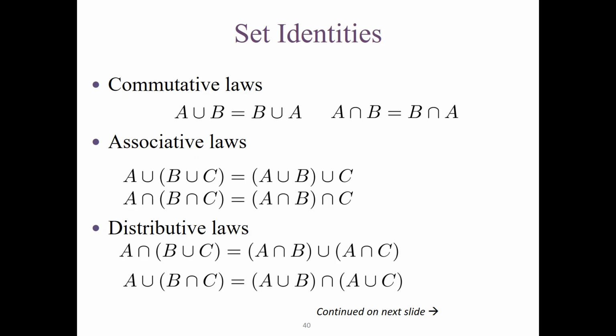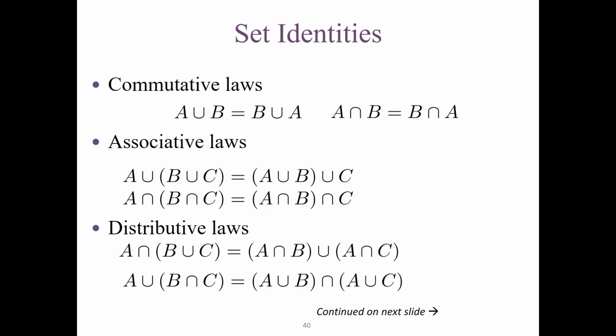And for associative laws, we can apply the operation in different orders. We have A union B union C. You can union B and C first or union A and B first. The results remain the same. We call these associative laws.